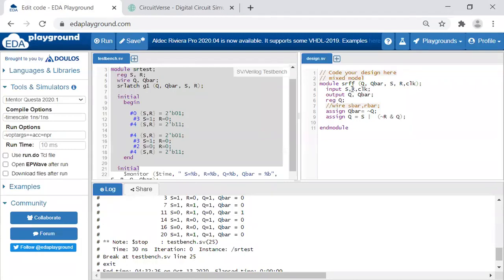It is advisable to write flip-flops using the behavioral style. But for latches, you can use the gate level model or the behavioral model. For flip-flops, let us do it using the behavioral model. Now, all outputs should be declared as registers, Q and Q bar.